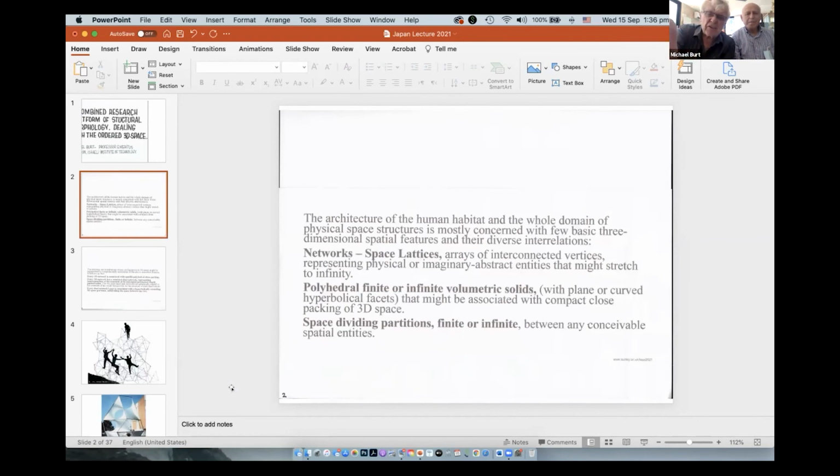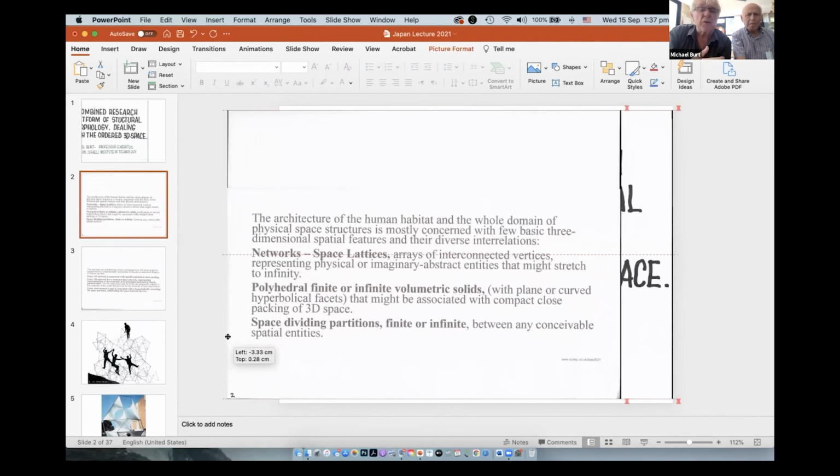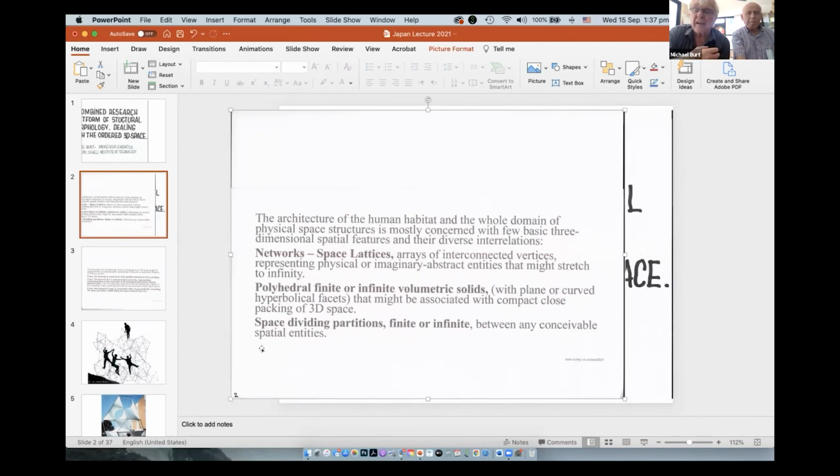I will read some of the text presented here. The architecture of the human habitat and the whole domain of physical space structures is mostly concerned with a few basic three-dimensional spatial features and their diverse interrelations. Networks, the first: space lattices, arrays of interconnected vertices representing physical or imaginary abstract entities that might stretch to infinity. For me, in an array of a group of people, every head is a vertex of a network.